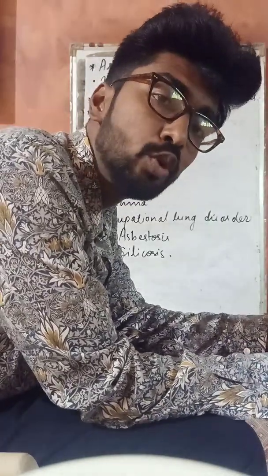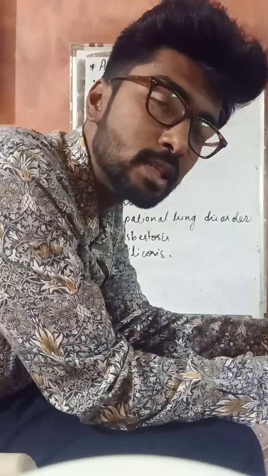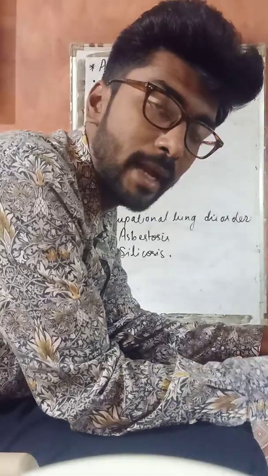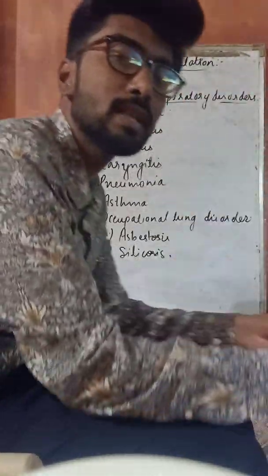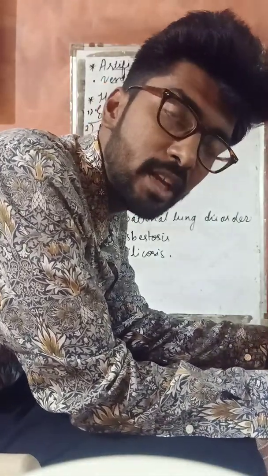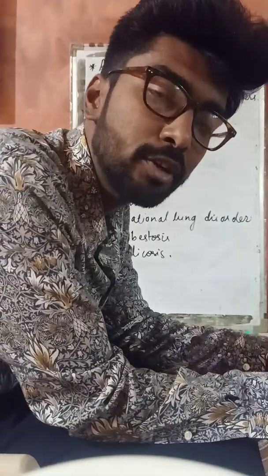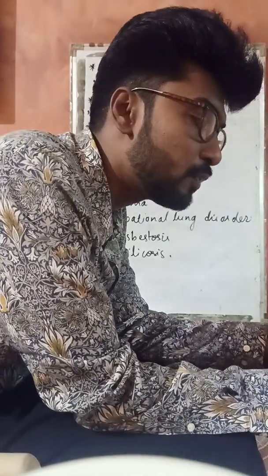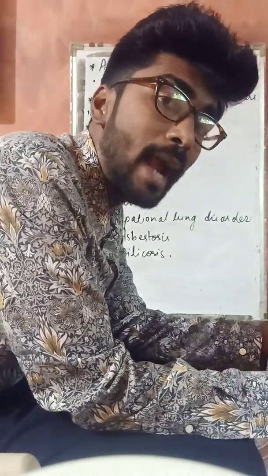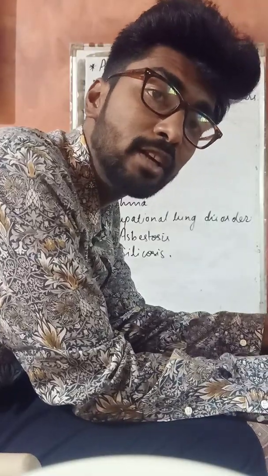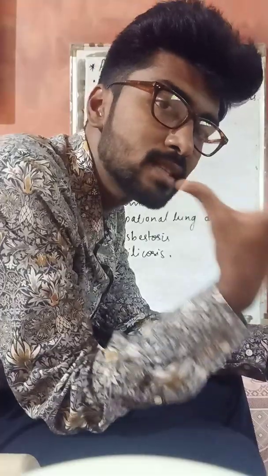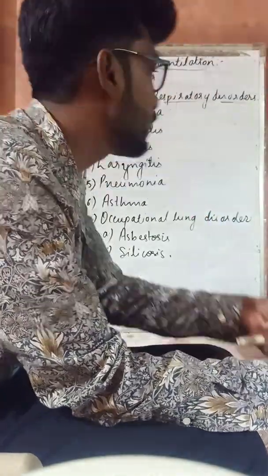Now, let's talk about human respiratory disorders, that is, disorders of the human respiratory system. The first one is emphysema. What exactly is emphysema? Emphysema is a type of COPD, chronic obstructive pulmonary disorder. This disorder is generally caused due to smoking or air pollutants. The symptoms show a breakdown of the alveoli sacs, so the exchange of gases is reduced. That is all about emphysema.